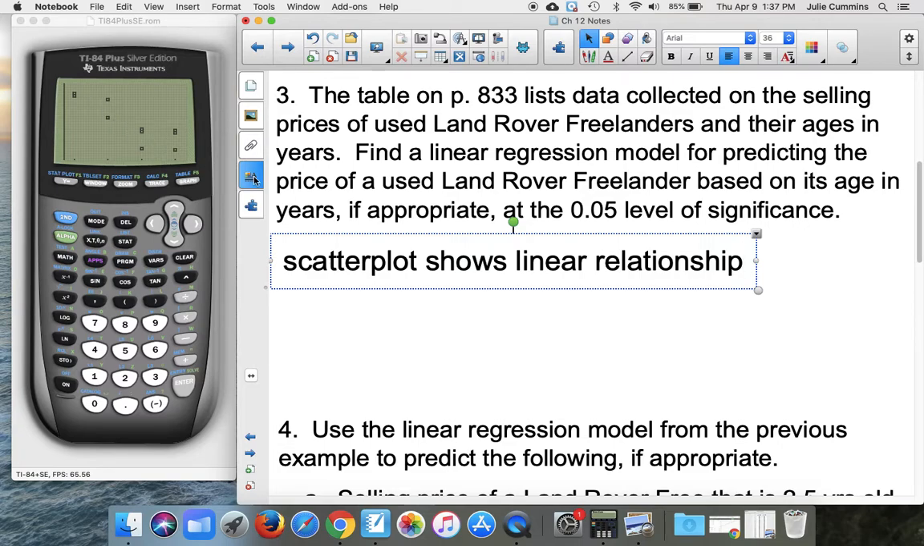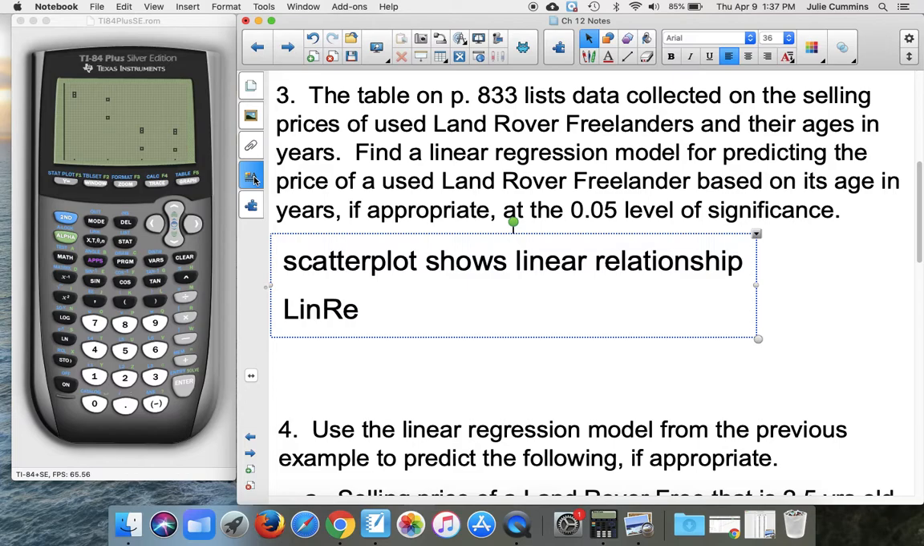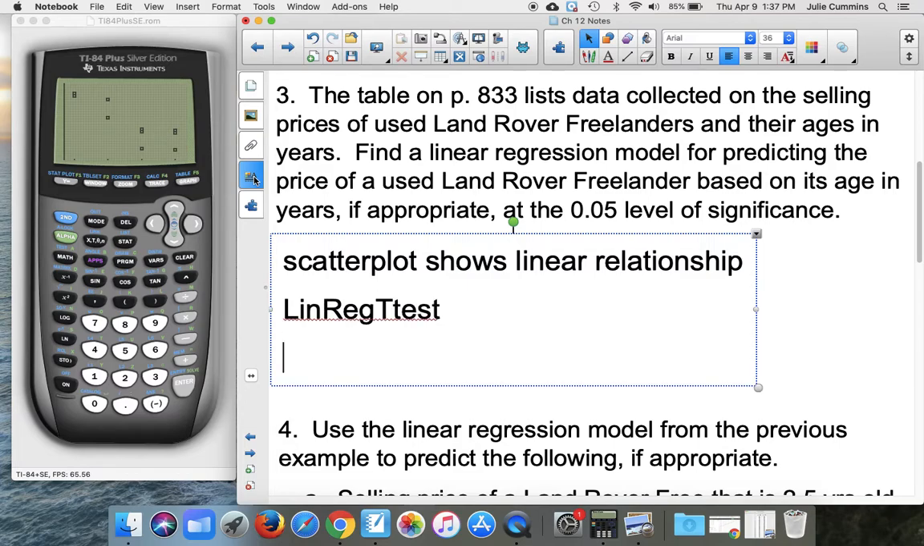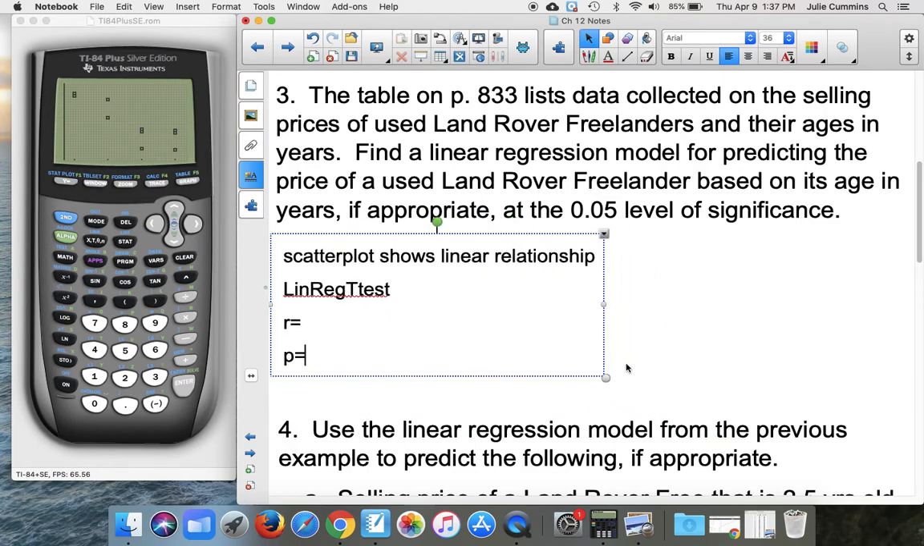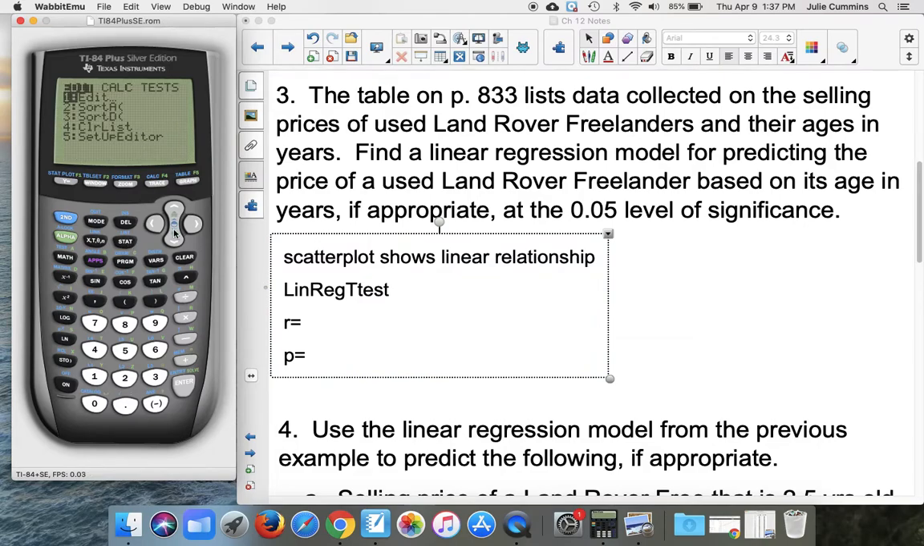Now we want to know if this is statistically significant. Like, can we actually do this? So to do this, we are going to go to our linear regression t-test, and we're going to find out what is our R value and what is our P value to see if these are really significant. I'll make this a little smaller so we can see it. All right, so we're going to go back to our calculator, stat, test, and you're going to go down to linear regression t-test.